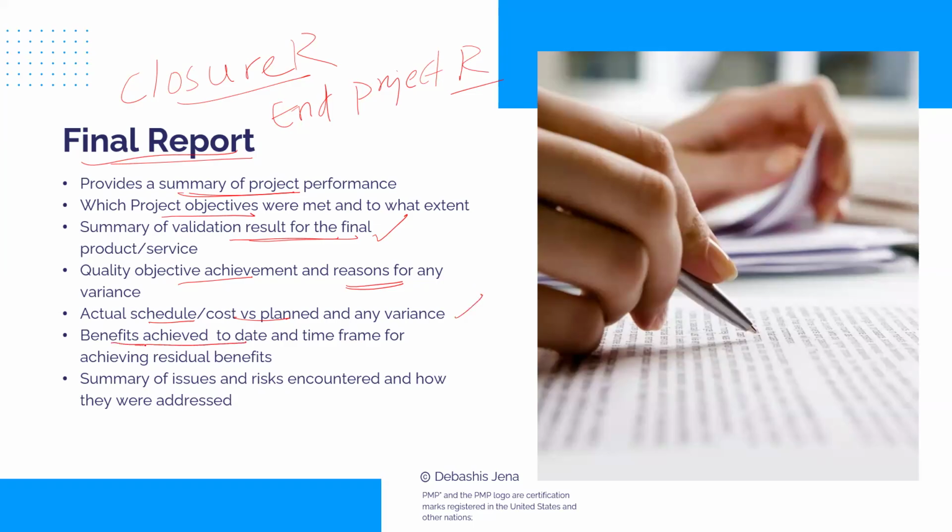Benefits achieved to date. You remember on the very first day, we spoke about when benefits accrue in a project? The answer was some could accrue during the project, some right at the end of the project, some remain for post project as well, right? So at this point in the project, it's very likely that you may have achieved some benefits, may not be all, but some. You report on that. Which benefits have you achieved? What are the residual benefits? When can we achieve that?